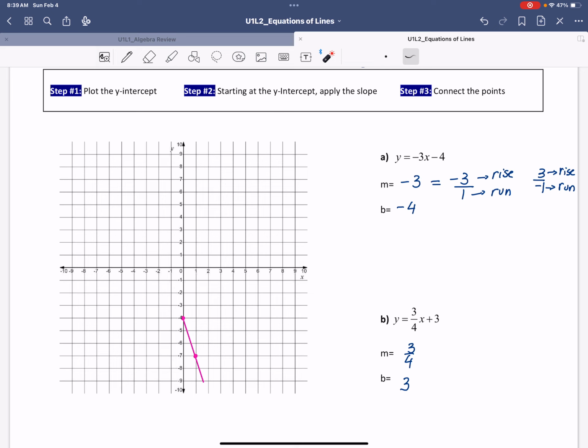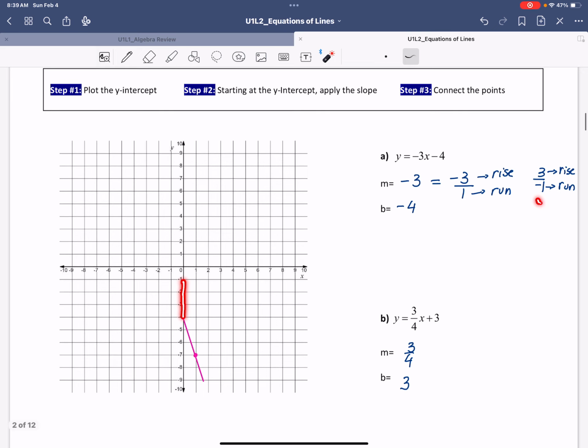Well, let's see. If the rise is 3, it means that from the y-intercept we have to go up 3 units. And if the run is negative 1, it means that from where we're at, we have to go to the left 1. So this is exactly where we land, right here. Now you connect this point with the y-intercept. As you can see, we obtain the exact same line. So it doesn't really matter how we apply the slope when we have a negative involved in it. As negative 3 over 1 or 3 over negative 1, it still gives us the same graph of a line. You can try the next one on your own.